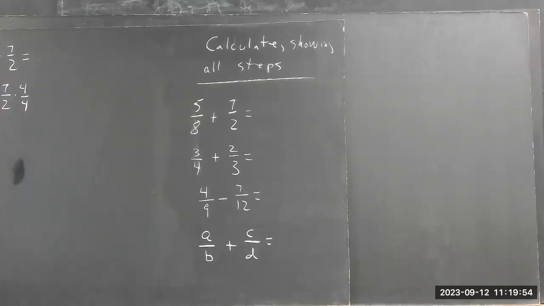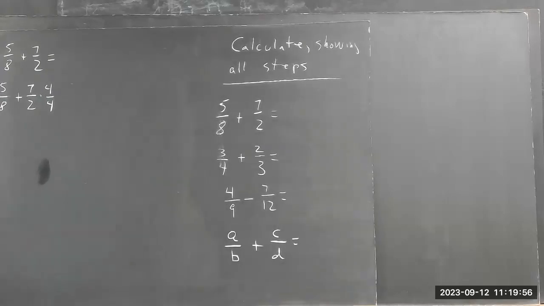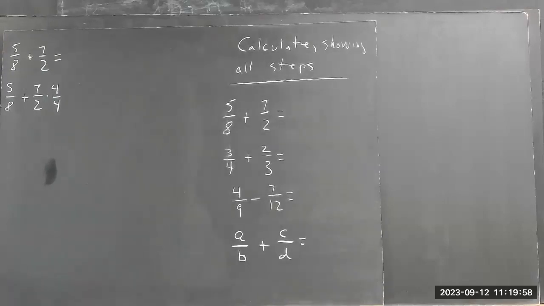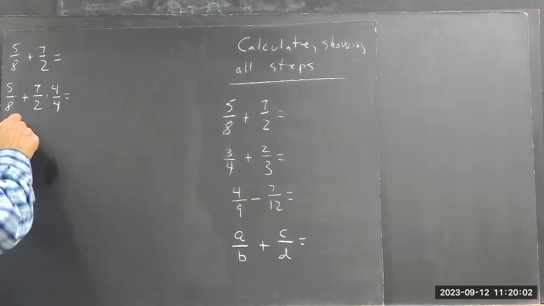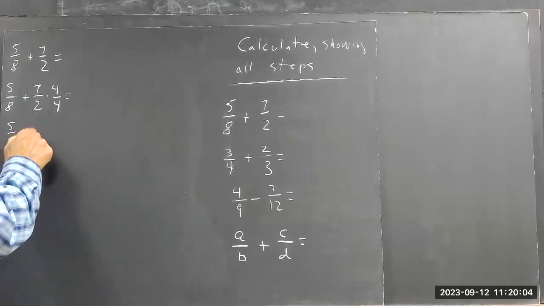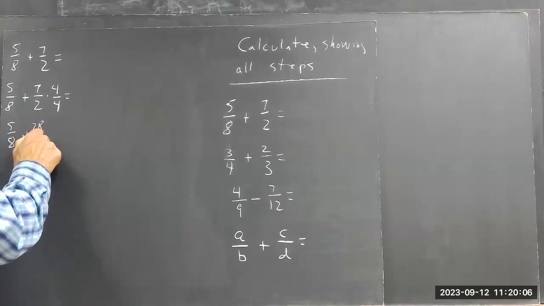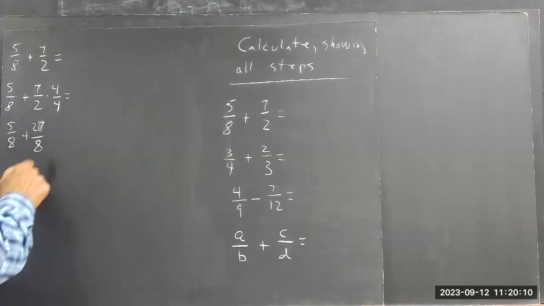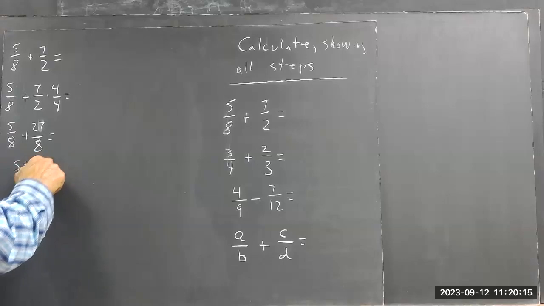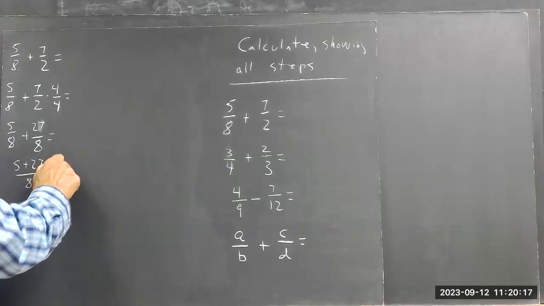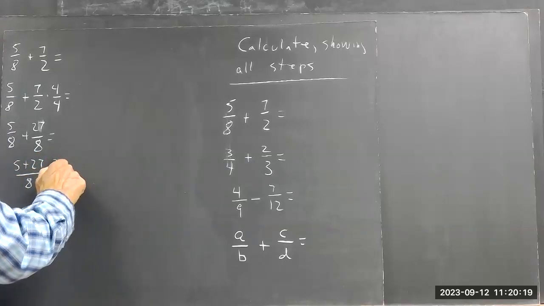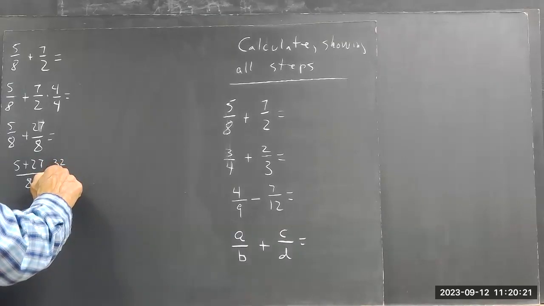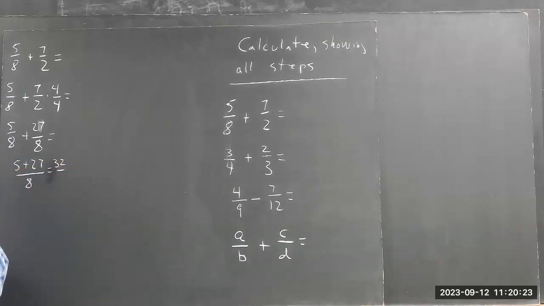And I realized that I need to move the board over. And that equals 5/8 plus 28, 27/8, which is 5 plus 27 over 8, or 32 over 8. That can't be right.